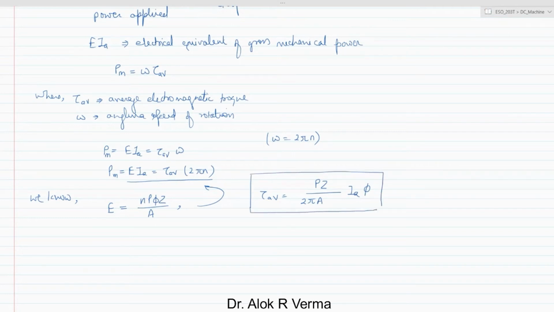So this is the formula. This is called the torque equation of a DC motor. So this is the torque equation of a DC motor.